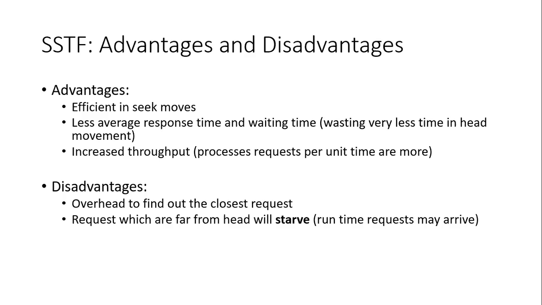And the most important disadvantage is the starvation, right? Requests which are far from the head will starve. It may happen that the head is serving all the requests which are nearer to the head, and a number of online or runtime requests keep coming which are nearer to the head. But in that case, what will happen? Some of the blocks which processes want to access, which are far from the head, will keep waiting and waiting. So that is the situation like starvation, right?